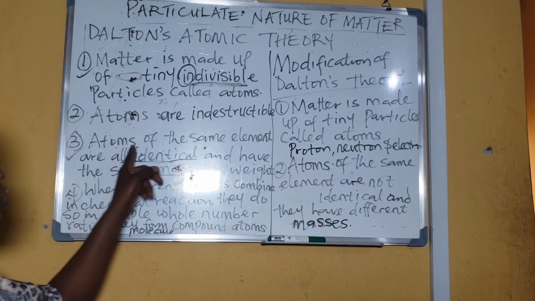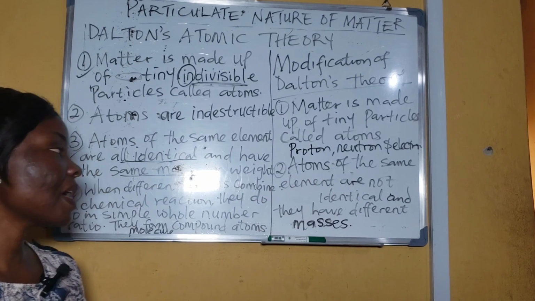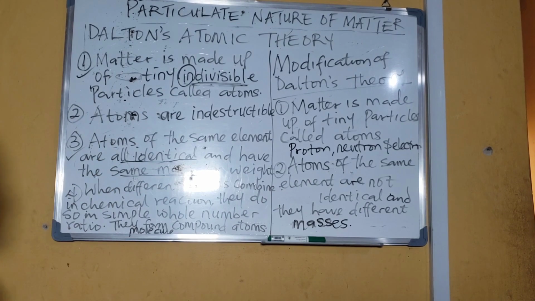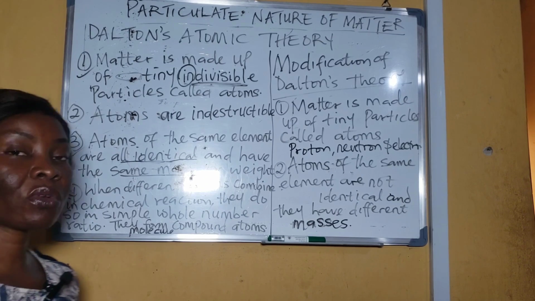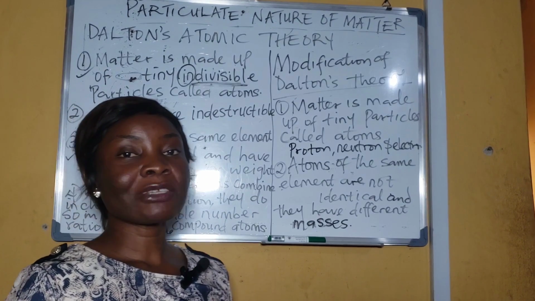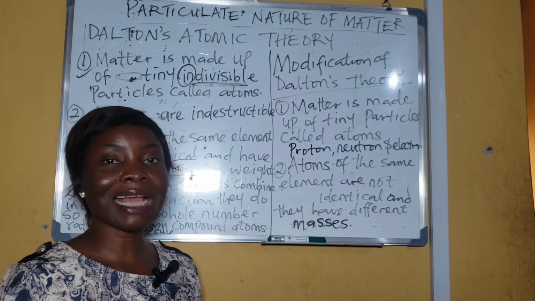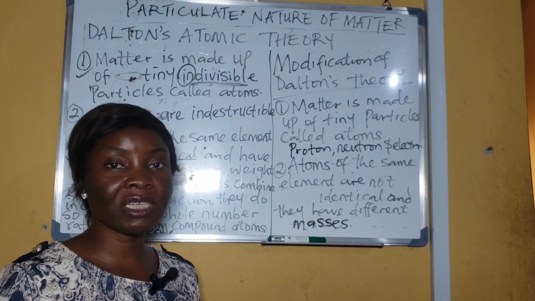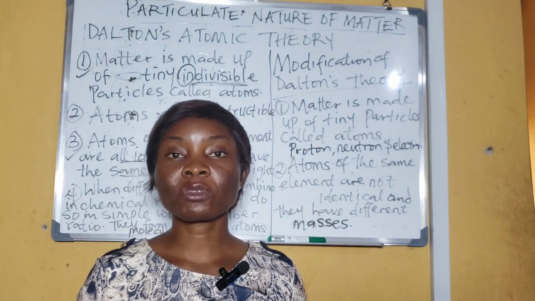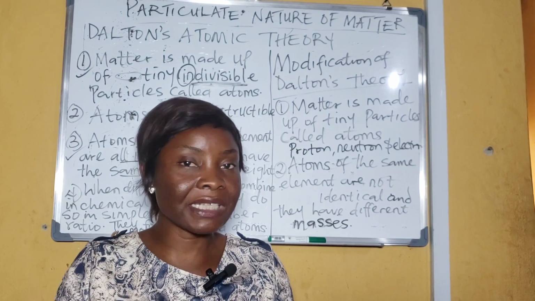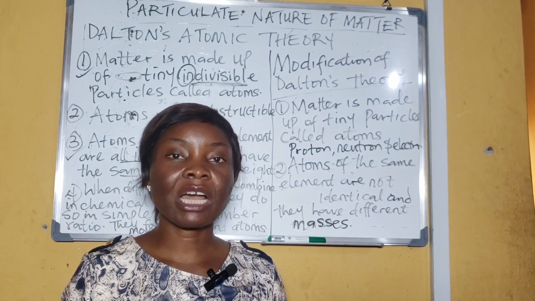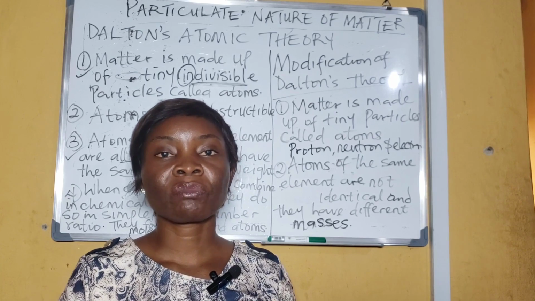Then to modify the third one, you can now say that atoms of the same element are not identical and they don't have the same mass. The phenomenon that supports this modification is isotopy. Remember that isotopy is a phenomenon where atoms of the same element have different masses, but they have the same atomic number. So that will be all for today.